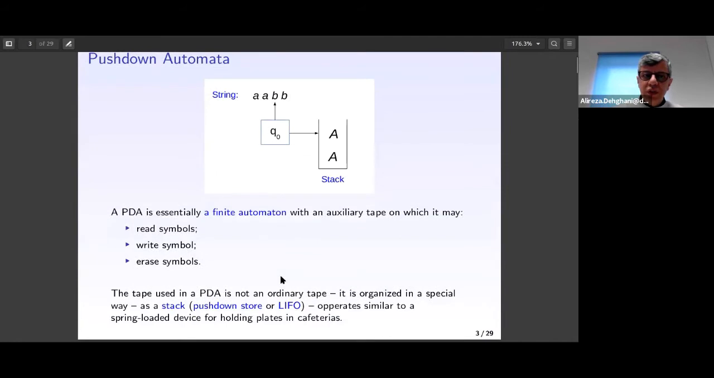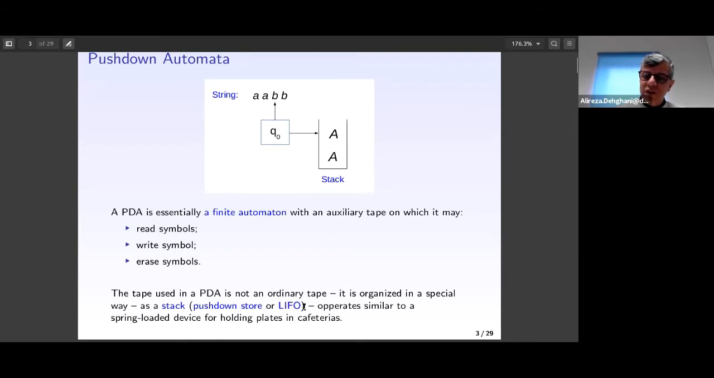Okay, so the next thing we need to discuss is that a PDA is essentially a finite automaton with an auxiliary tape. Like I said, it is very similar to FA, but the only difference is we have another thing here, which is called the stack. In the stack, we can read symbols, we can write symbols, and we can erase symbols. Reading means reading something from the top of the stack. Writing a symbol means pushing something into the stack, and erasing symbols means popping off from the stack.